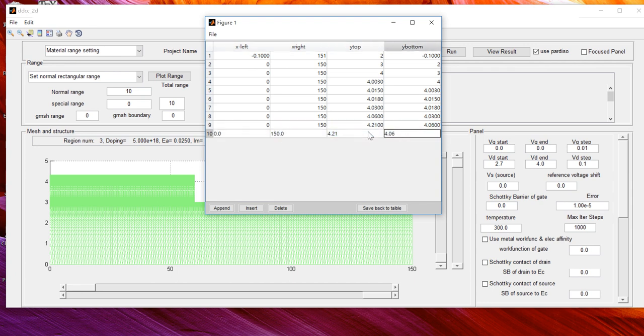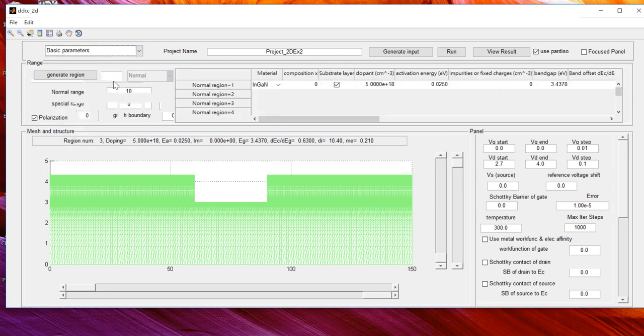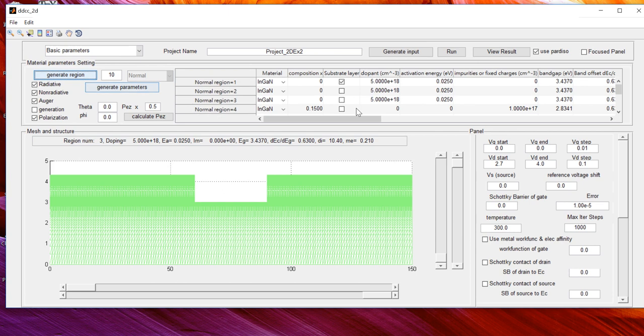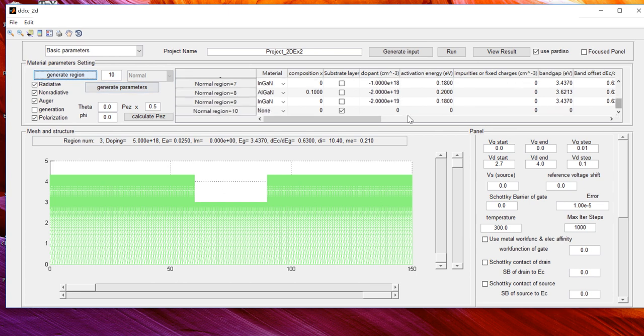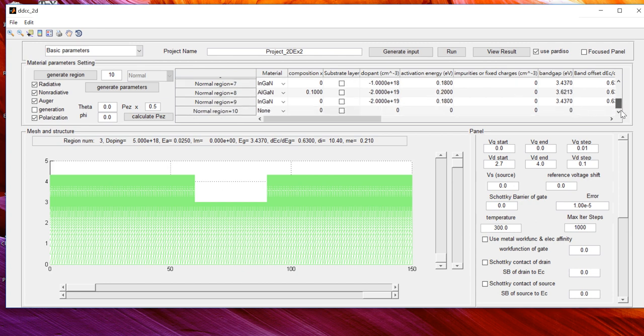So 4.31, 4.21. Finish. Okay. Then finally, add one more layer, and then finally in the base parameter general region, we have this one. Okay.